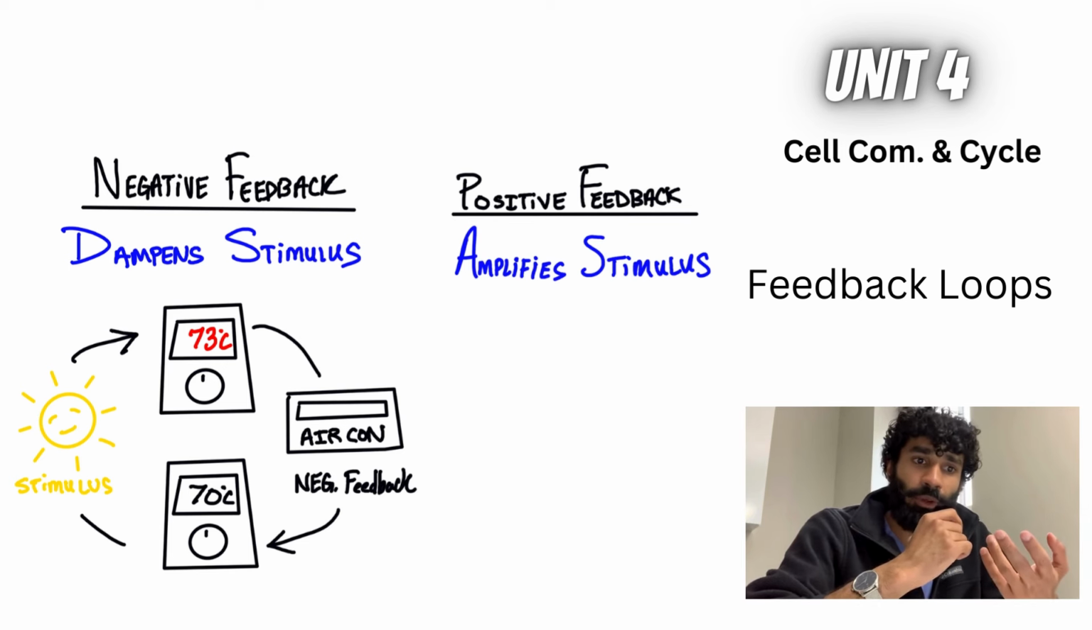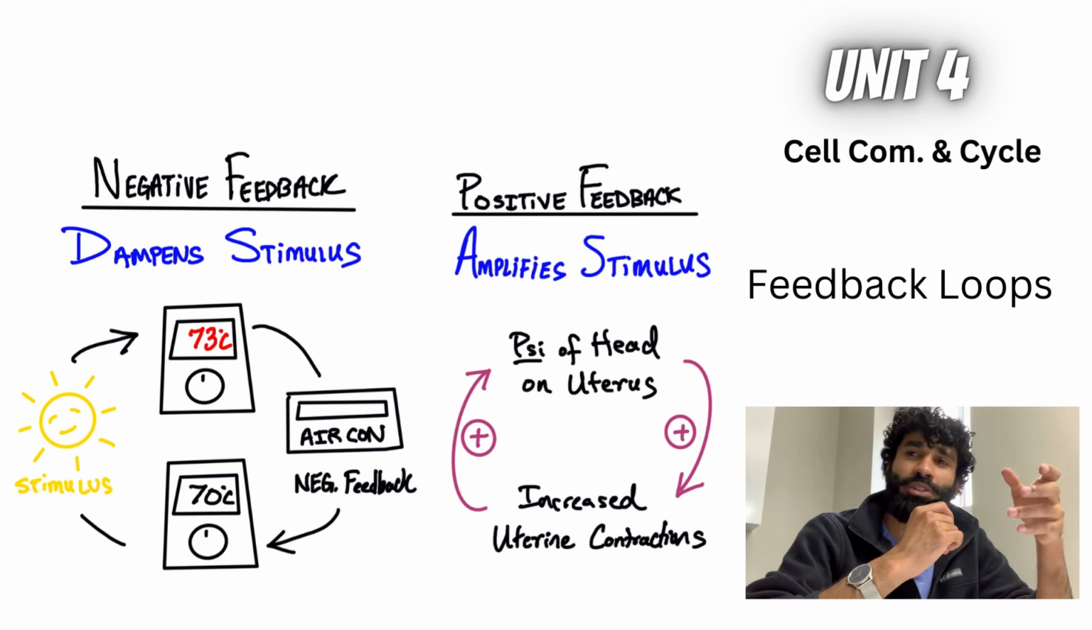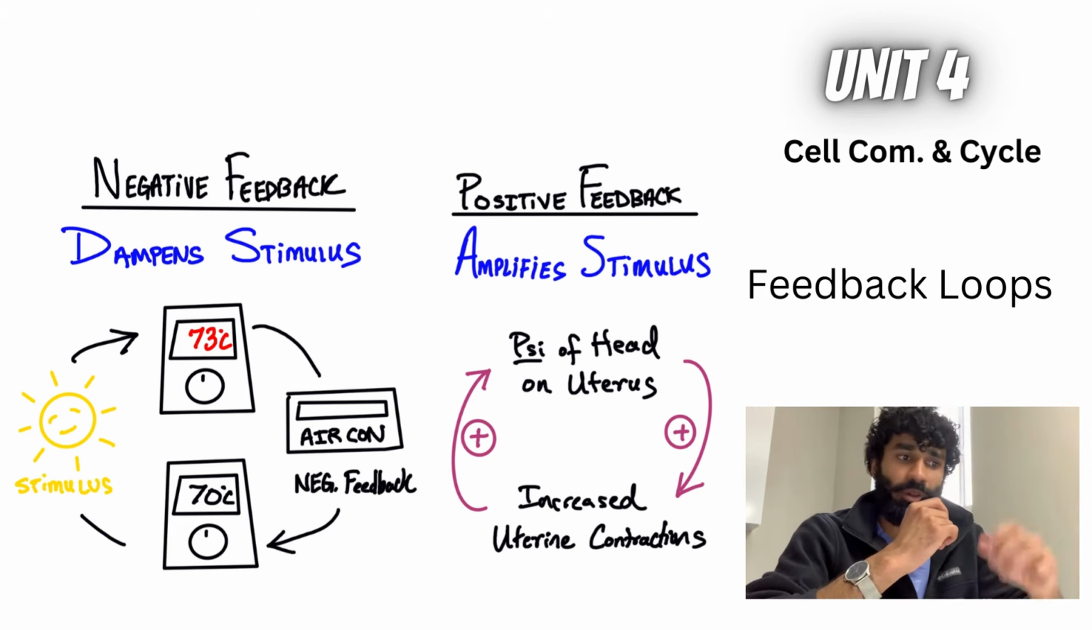An example is childbirth. The pressure of a baby's head on the uterus can increase contractions, which in turn then increase the pressure on the uterus, and vice versa.